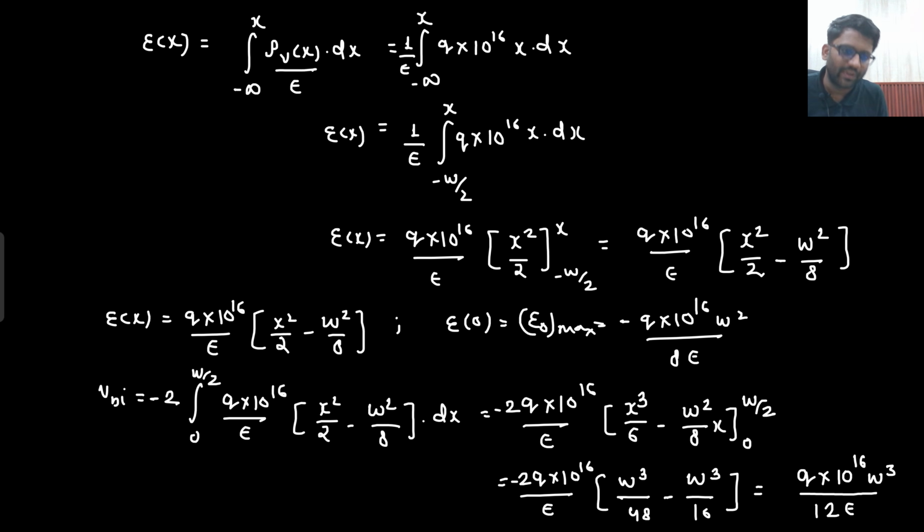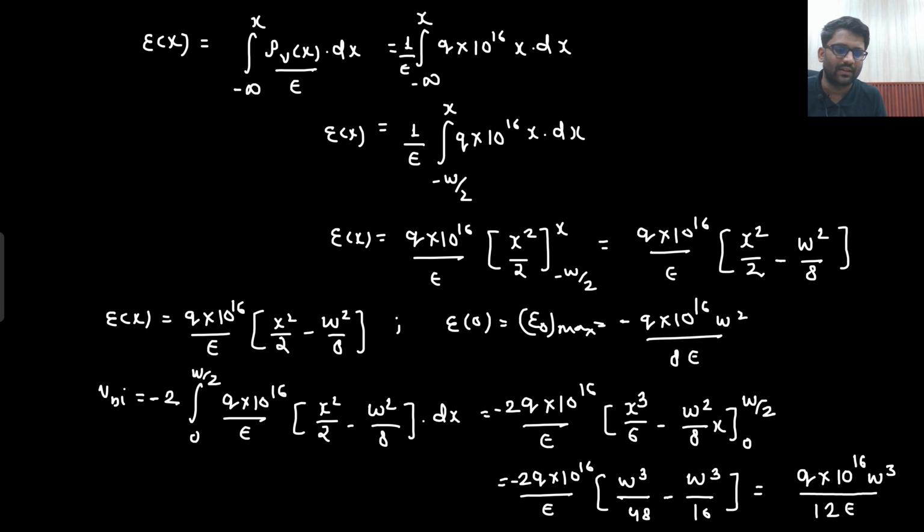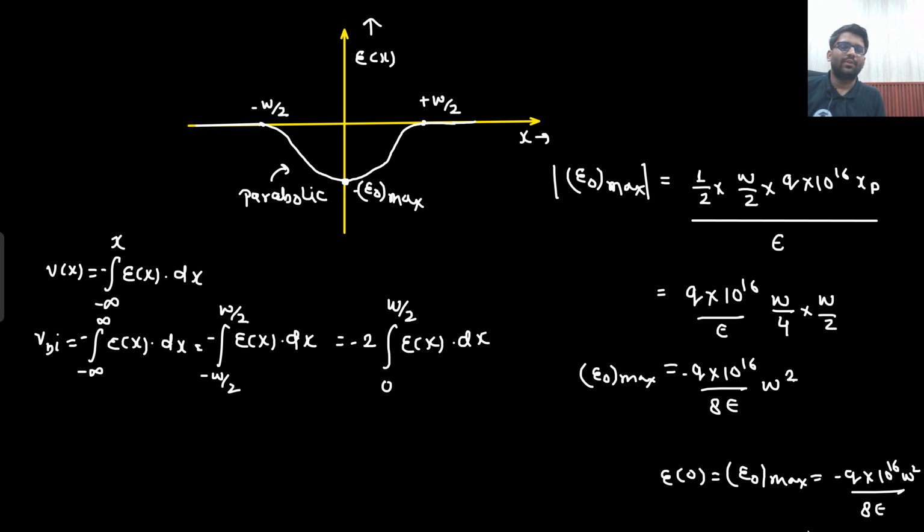So when you solve it, this is something that would come up: q into 10 to the power 16 w cube upon 12 epsilon. So your built-in potential is coming out to be q into 10 to the power 16 w cube upon 12 epsilon. The calculation might be a bit complex, but let's just summarize what we were doing.